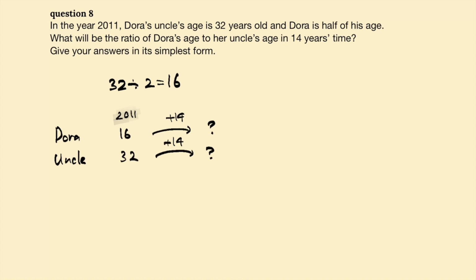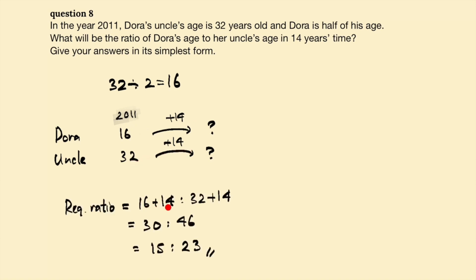What would be the ratio in 14 years' time? So add 14, and basically the ratio will therefore be 16 plus 14 is to 32 plus 14. Okay, so this is 30 to 46, simplify, 15 to 23.